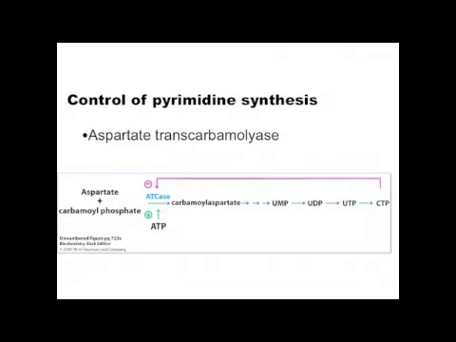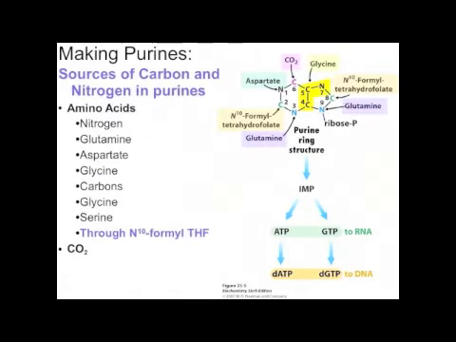It's important to remember that a stable base pair requires both pyrimidines and purines, and so therefore we must have relatively equal amounts of pyrimidines and purines to make RNA or to make DNA. We're now going to talk about the de novo synthesis of purines.